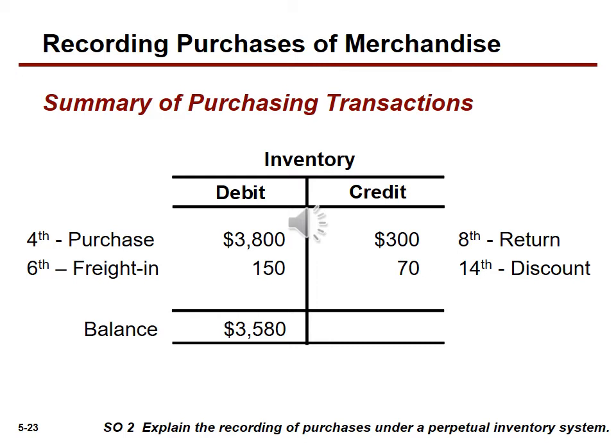2 days later, we returned some products worth $300, and we got a credit or reduction of the amount that we need to pay of 300. So we credit the inventory account for $300, and when we settled the payment, we also got a discount of $70. We credit that to the inventory. That makes the balance for the cost of our inventory $3,580.